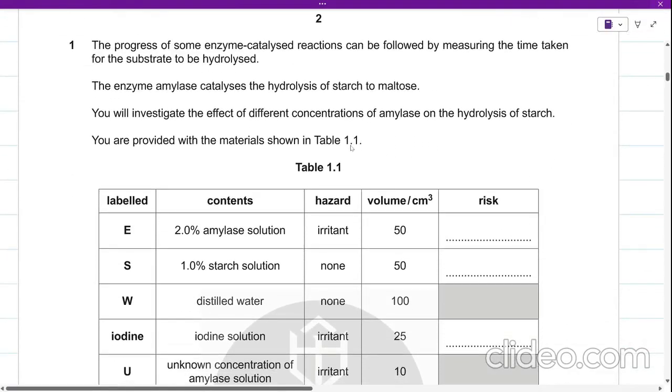The first question says that the progress of some enzyme catalase reactions can be followed by measuring the time taken for the substrate to be hydrolyzed. The enzyme amylase catalyzes the hydrolysis of starch to maltose. So now let's just underline the important points. You will investigate the effect of different concentrations of amylase on the hydrolysis of starch. You are provided with the material shown in table 1.1.